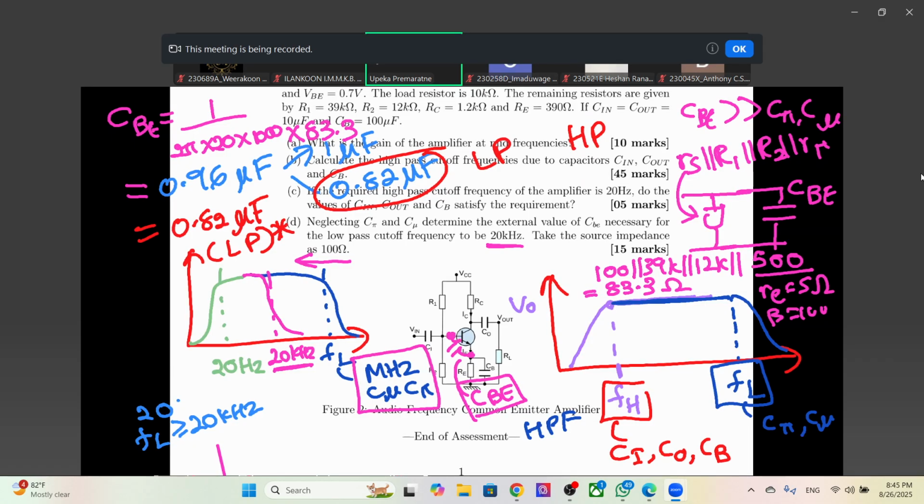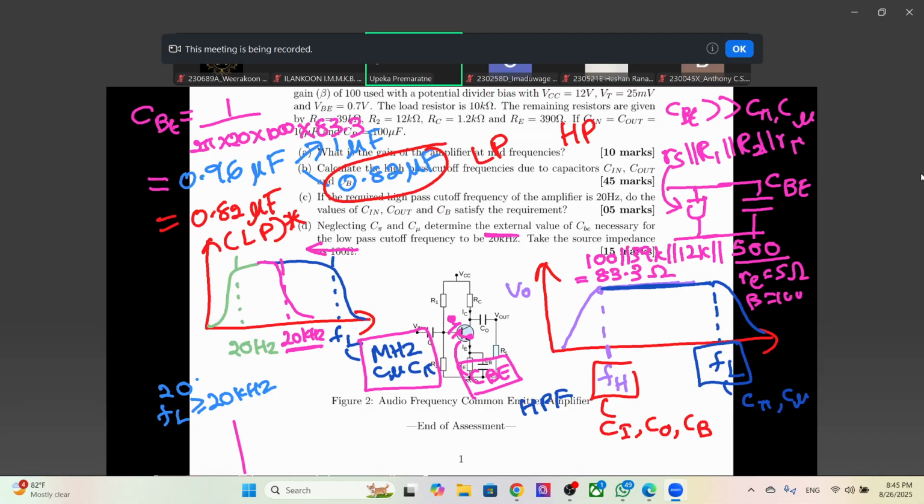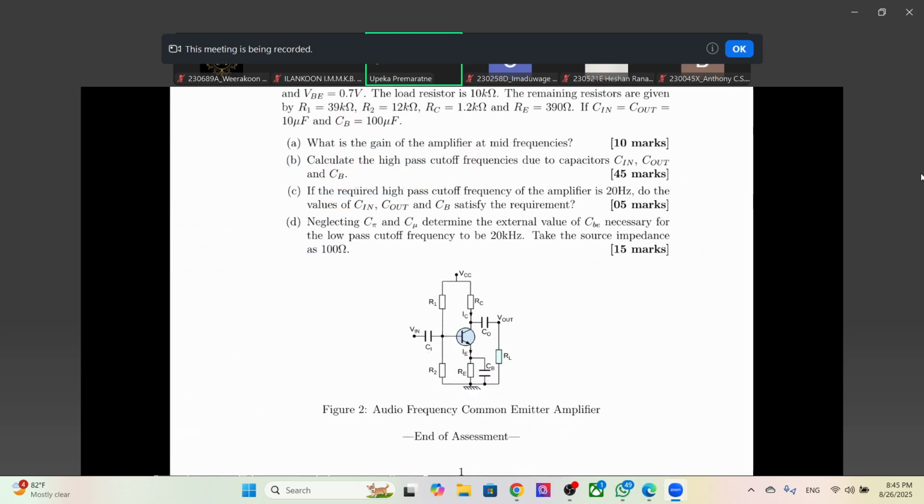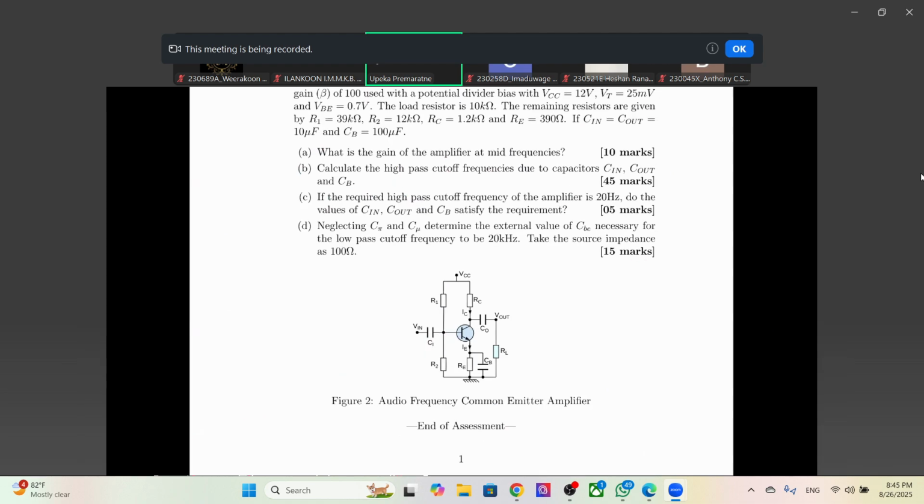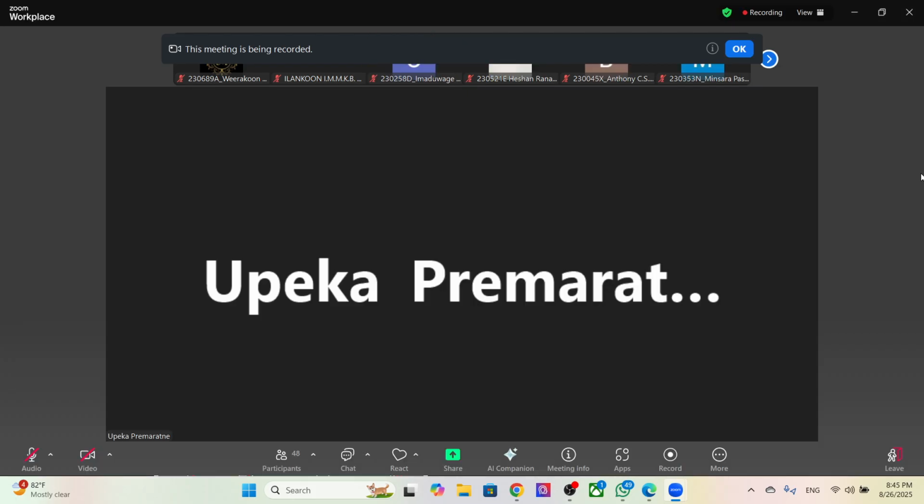Okay. So I hope that is clear. Any clarifications regarding this? Okay. So now we'll move on to the question in last year's final exam paper.